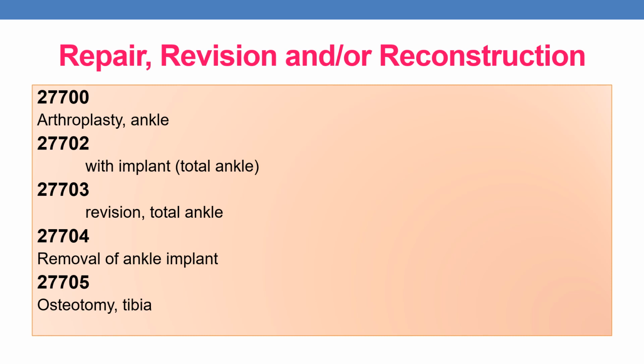The next CPT is 27700. It deals with arthroplasty ankle. If arthroplasty is performed with implant total ankle, the CPT is 27702. And arthroplasty ankle revision total ankle, the CPT is 27703. And for removal of ankle implant, the CPT is 27704. And for osteotomy tibia, the CPT is 27705.